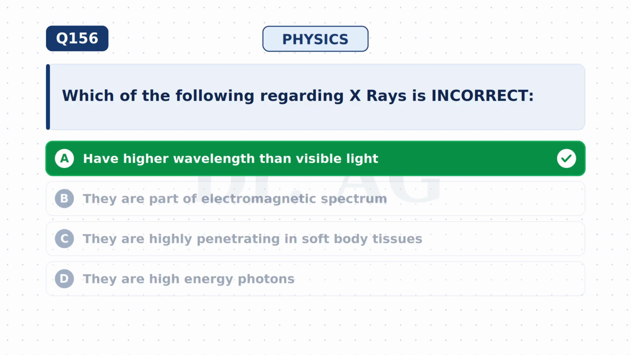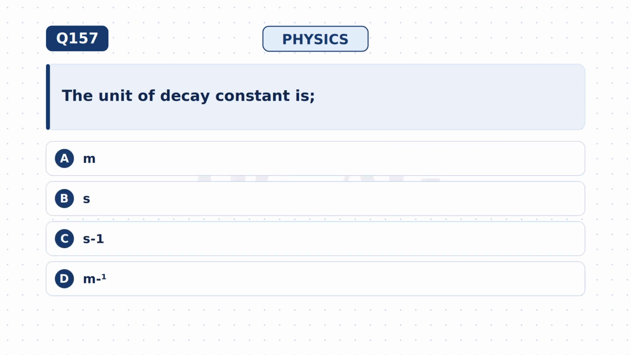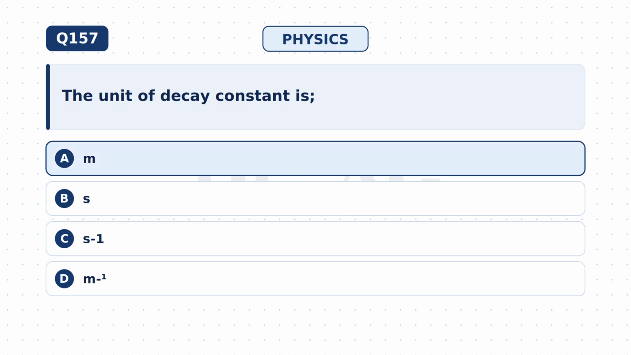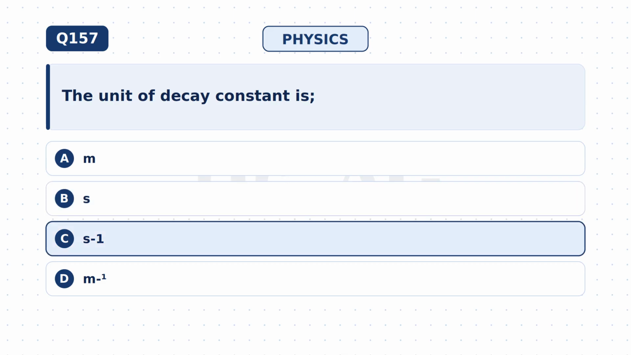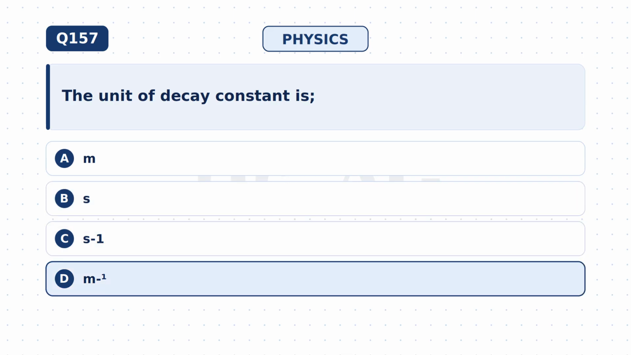The correct answer is A, have higher wavelength than visible light. Question 157. The unit of decay constant is Option A, m. Option B, s. Option C, s^-1. Option D, m^-1.